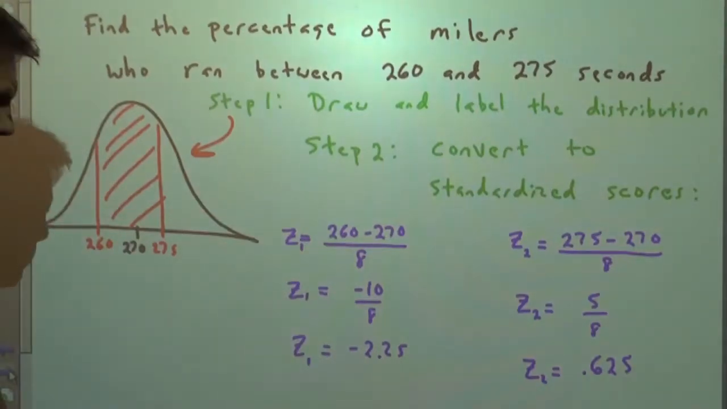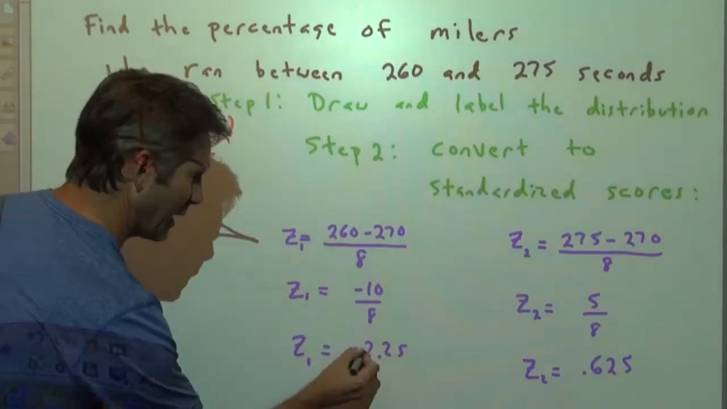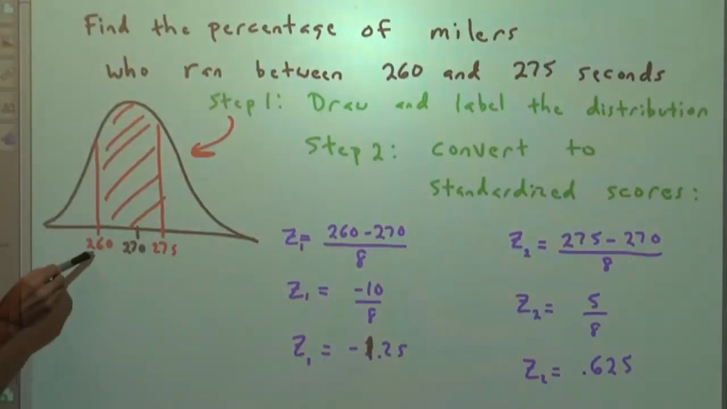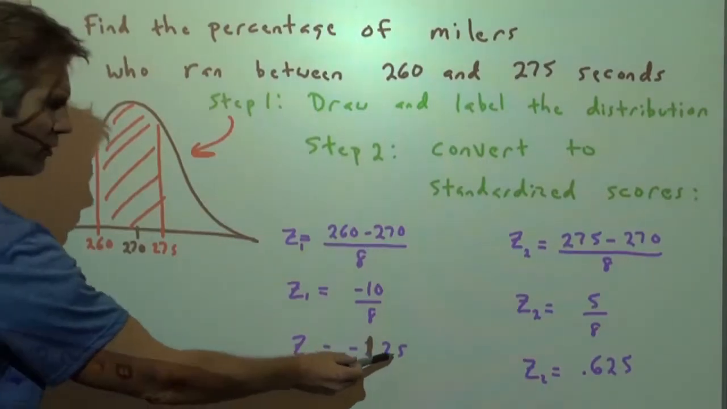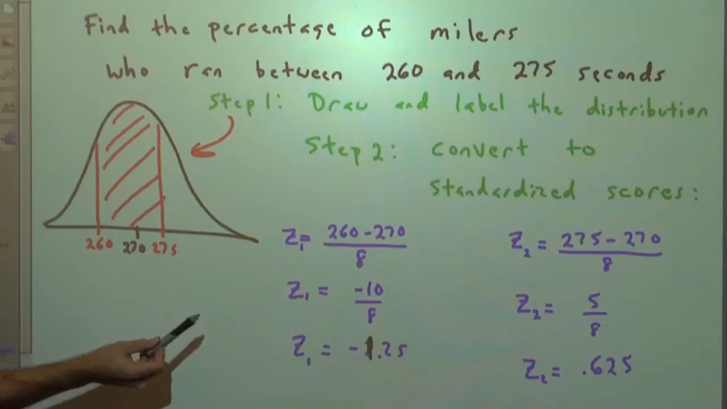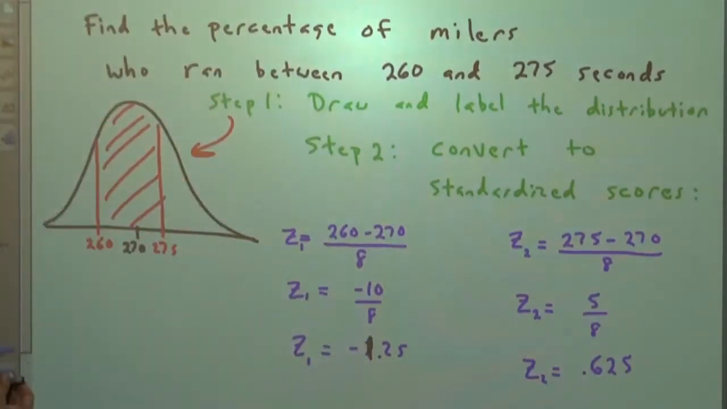Well, wow, I just wrote this guy down wrong. Let's see that. This should be negative 1.25. So this person's time at 260 was 1.25 standard deviations to the left of the mean. This person's time is a positive z-score. They're 0.625 standard deviations above the mean. So we converted the time to standardized scores, to z-scores.